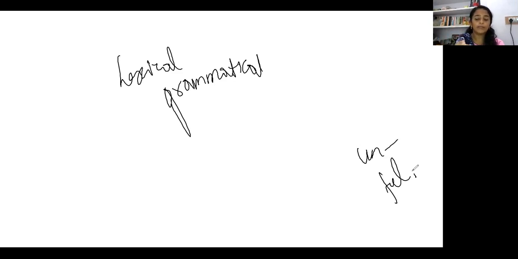For example, in the word unhappy, happy will be a lexical morpheme because happy is a word that has a meaning on its own, it can exist on its own. All your nouns, verbs, adjectives, and adverbs are usually called content words, and these are the lexical morphemes that we have.